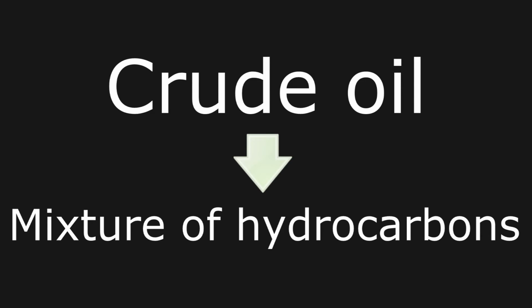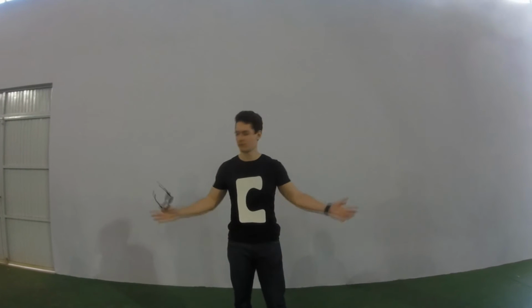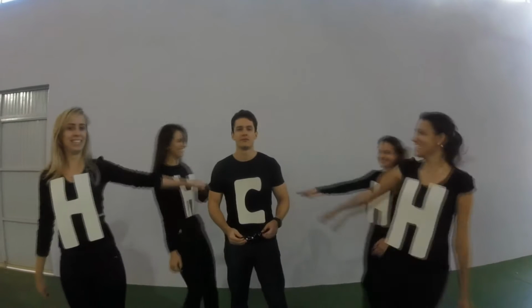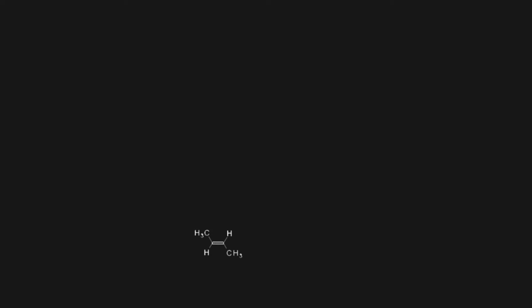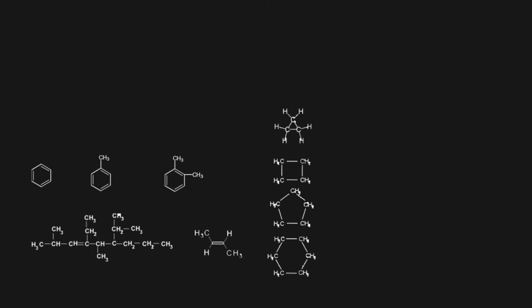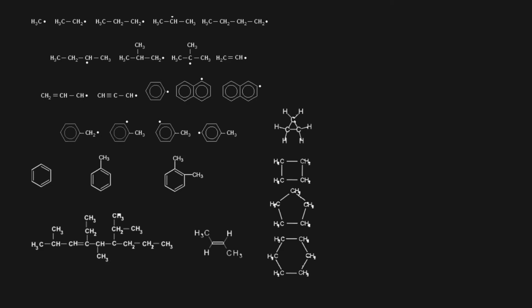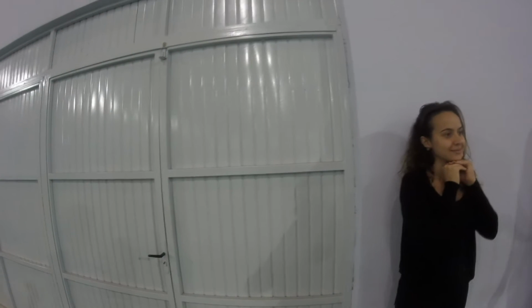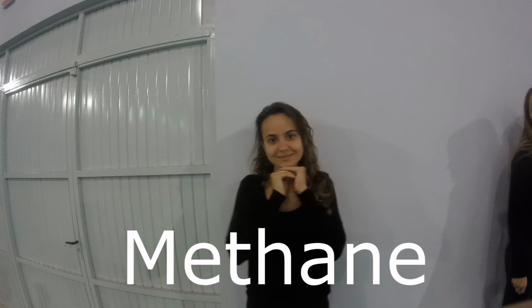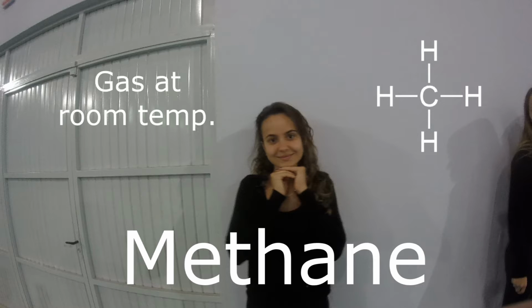Crude oil is a mixture of hydrocarbons, which are carbon atoms bonded with hydrogen atoms. Since the carbon atom is versatile, it forms countless hydrocarbons with different shapes and forms. The number of carbons in the chain affects its weight and state at different temperatures. For instance, the smallest hydrocarbon is methane, composed of a single carbon atom, which is a gas at room temperature.